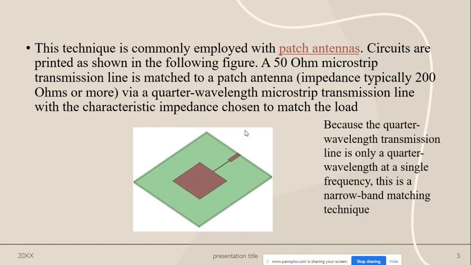Now this technique is commonly used in patch antennas. So circuits are printed as shown in the figure. A 50 ohm microstrip transmission line is matched to a patch antenna via a quarter wave transmission line.